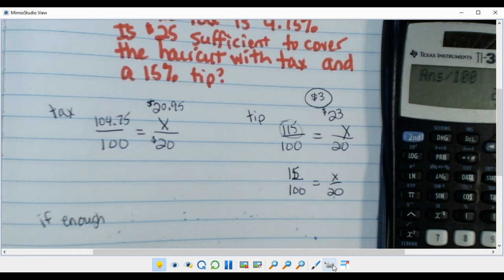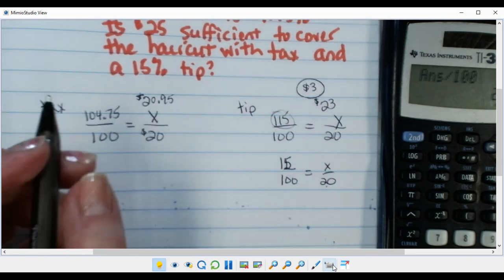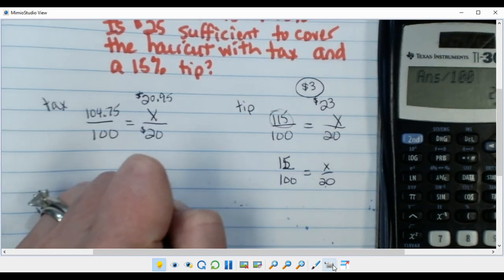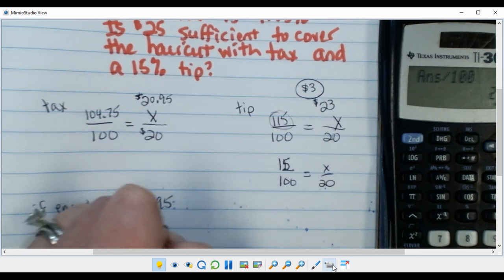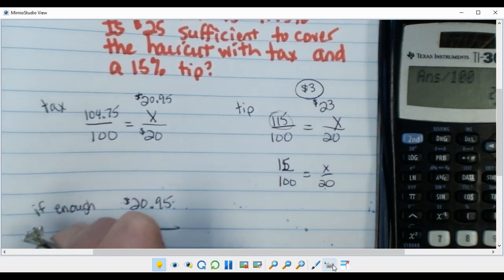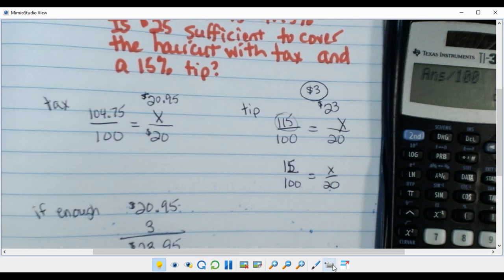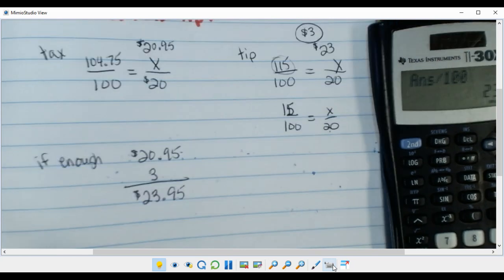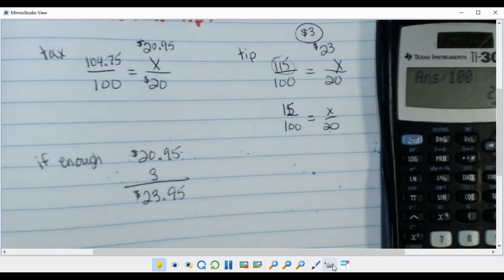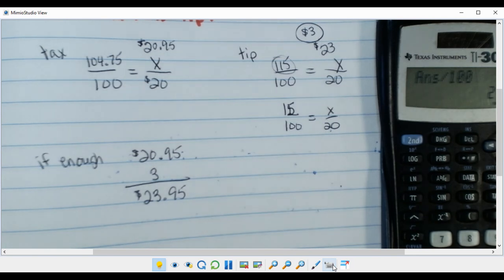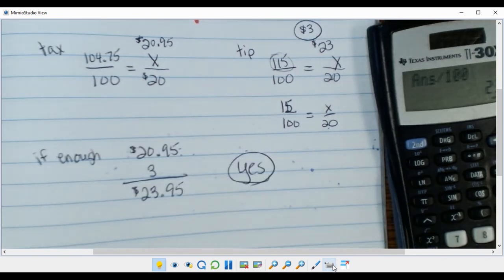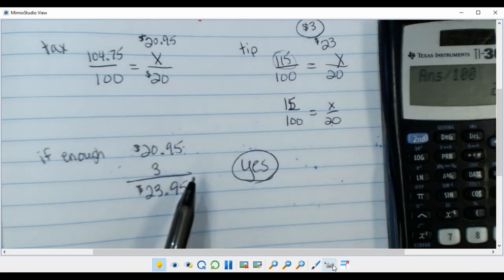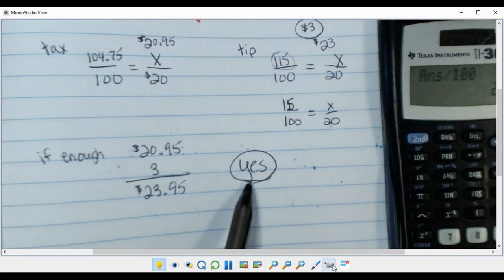All right. So now you got all our monies here. So let's see. We've got $20.95 at the register. We've got $3 for tip. The question is just, is $25 sufficient? That word means enough. Is $25 enough? I don't care about how much I have left in my pocket. The answer is yes. The question is, do I have enough? The answer is yes. Now, that was like a 3-step problem with just a simple yes or no answer.